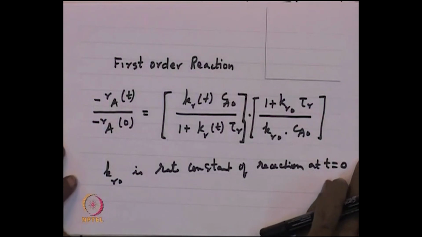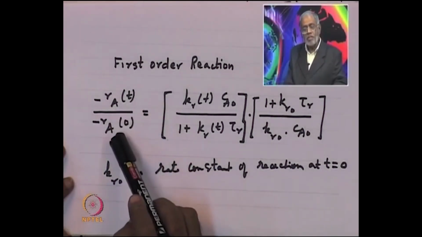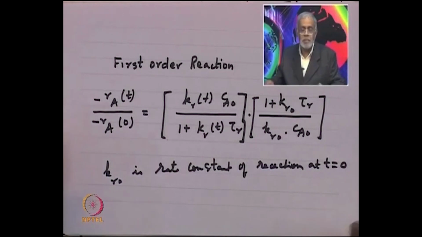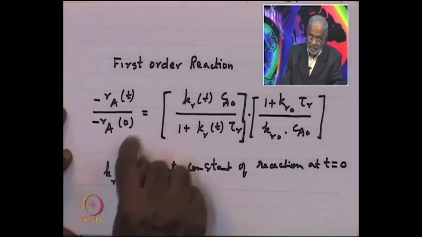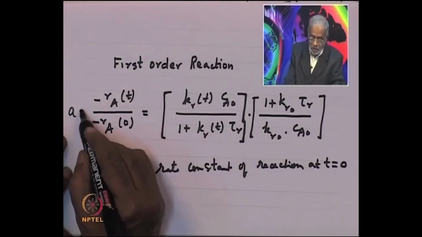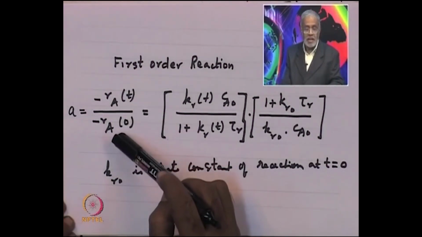What we are saying now is, we have said just now that the reaction rate is changing with time. So, we would like to know what the reaction rate at any time is, divided by the reaction rate at zero time. What meaning can we attach to the reaction rate at any time to the reaction rate at zero time? By definition, it is the activity of the catalyst. The activity of the catalyst is the reaction rate at any time divided by the reaction rate at zero time.